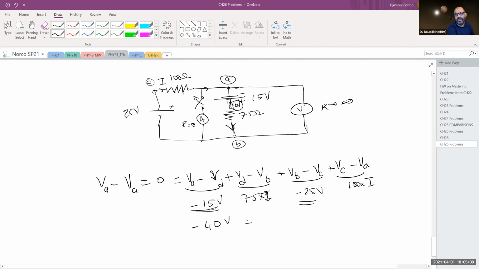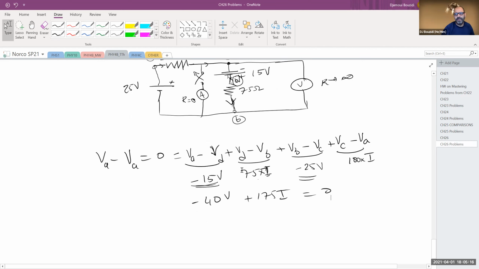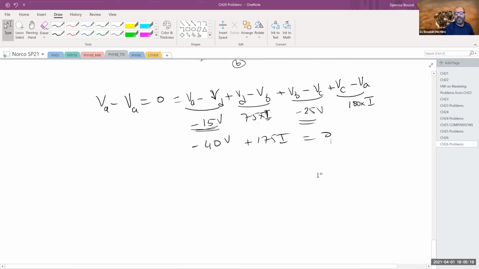75 plus 100I, that is 175I. This must be equal to 0 because I started from the same point and came back to the same point. So this should give me the value of I, that current that I needed, which is 40 over 175. Should I reduce this number? I think it's better to keep it in symbolic manipulation. Let me tell you why. I mean, as a fraction.